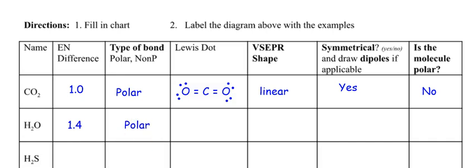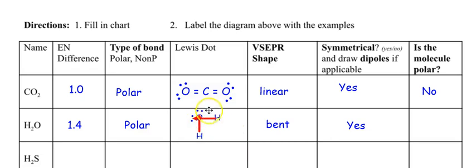Let's draw it. Here it is. What's the shape of this? Well, hopefully you remember this from what we just completed. It's bent. All right, is it symmetrical? Yes, it is, okay? So what do I do now? I would have to draw my arrows.